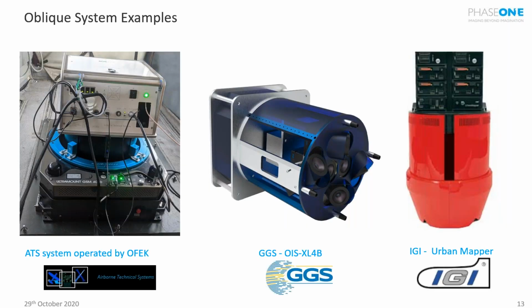These are 3 examples of oblique systems made with the Phase One cameras. On the left, it's the ATS Berlin system that is operated by Ofek Air in Israel. In the middle, this is the OIS XL 4-band system made by GGS. And on the right, this is the IGI-made Urban Mapper. All of them use Phase One cameras.